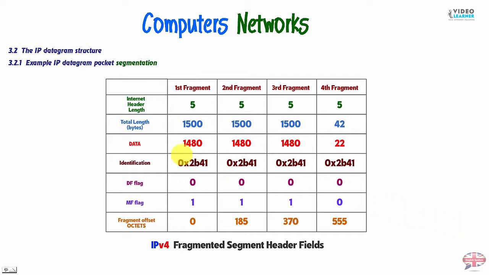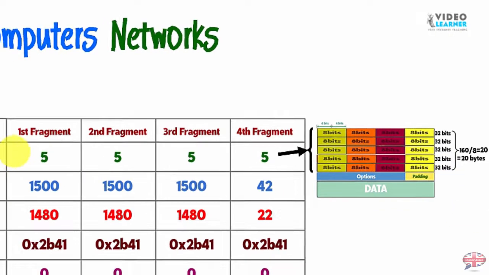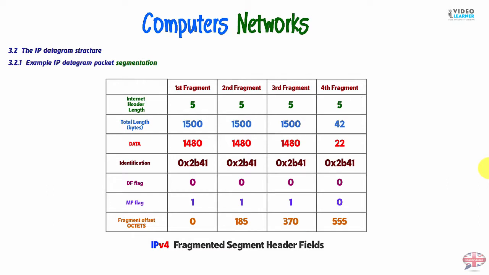For example, we have IHL header value of 5 for all fragments. That is to say, we have 5 words of 32 bits. This is words, how many words in the header. Total length is 1500 for all fragments except the last one, which has the value of 42. For data, we have total length minus 20, which is the header. So we have 1480, except the last one. We have 42 minus 20, so we have 22 for data.